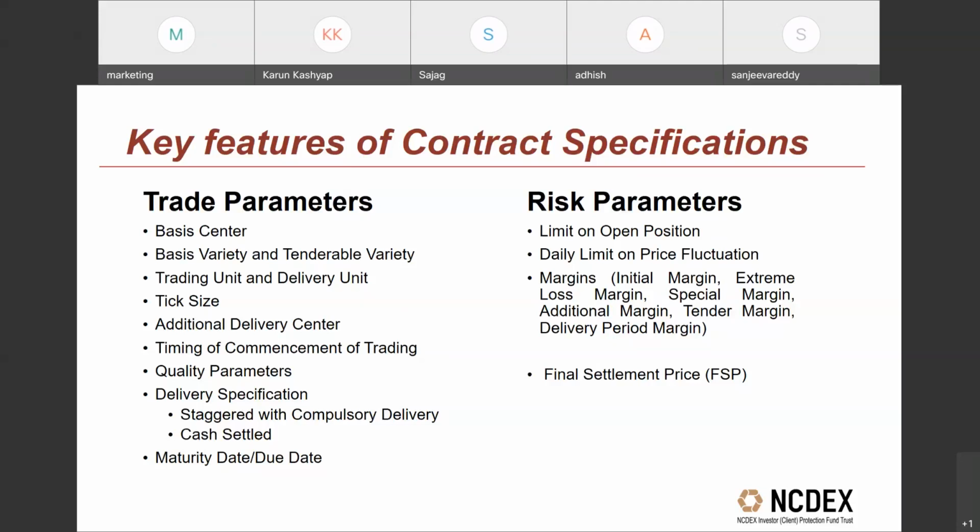Then we have the margin system, with different types of margin like initial margin and extreme loss margin, basically so that counterparty risk does not happen. And we have the FSP also, which the exchange decides based on the mandi prices, for settlement of cash settled contracts.